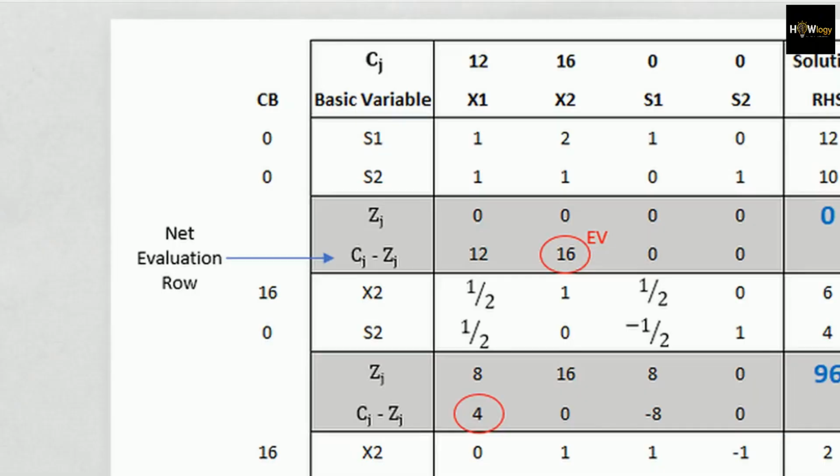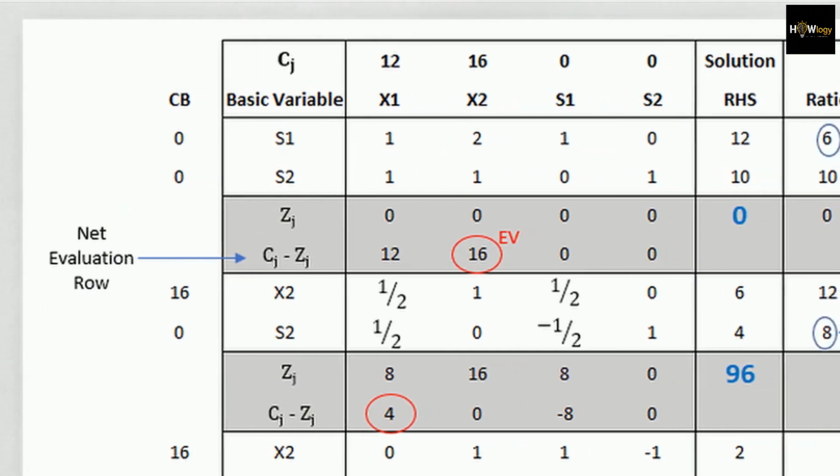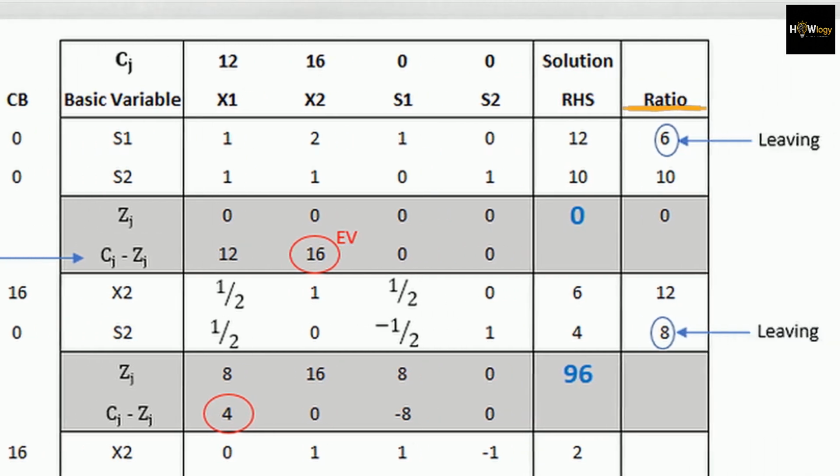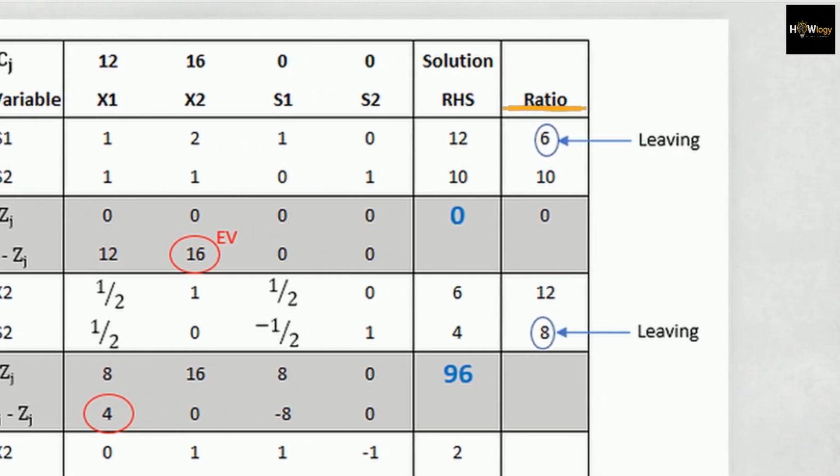To find the fastest way to make money, we check the net evaluation row at the bottom of the block. The engine locates the highest positive number, 16. This is the entering variable, the product increasing profit the fastest. To see which raw material runs out first, we perform a ratio test on the far right. The smallest resulting ratio, 6, becomes our leaving variable. This pinpoints the exact physical resource that bottlenecks our production.